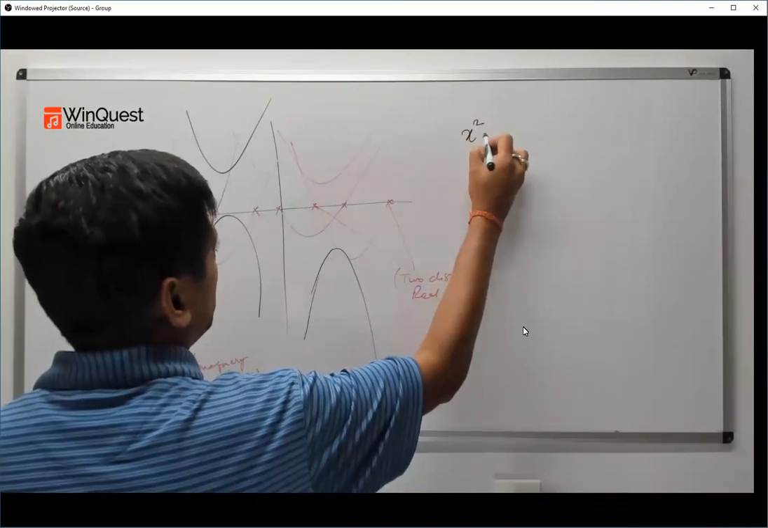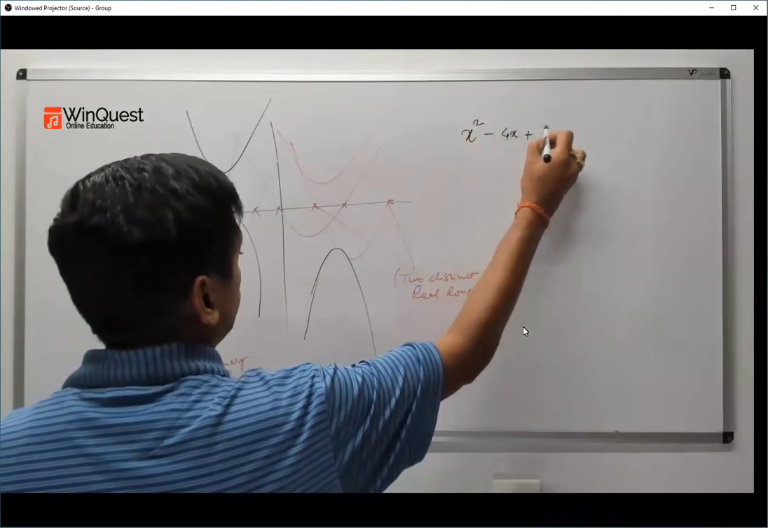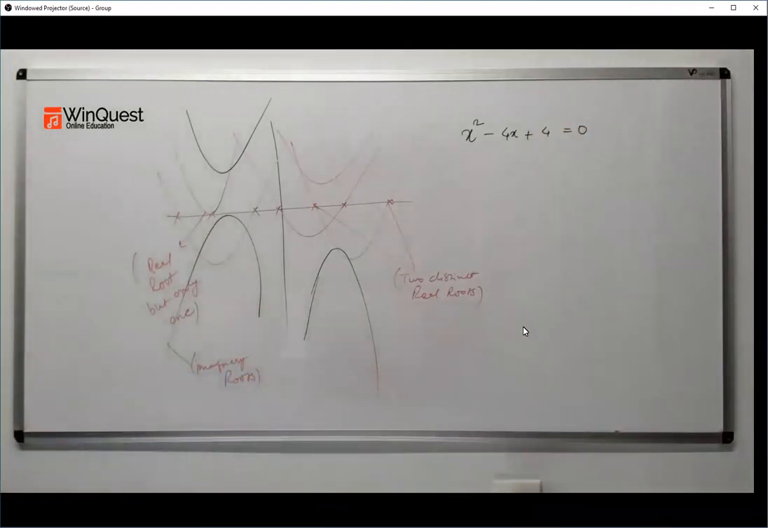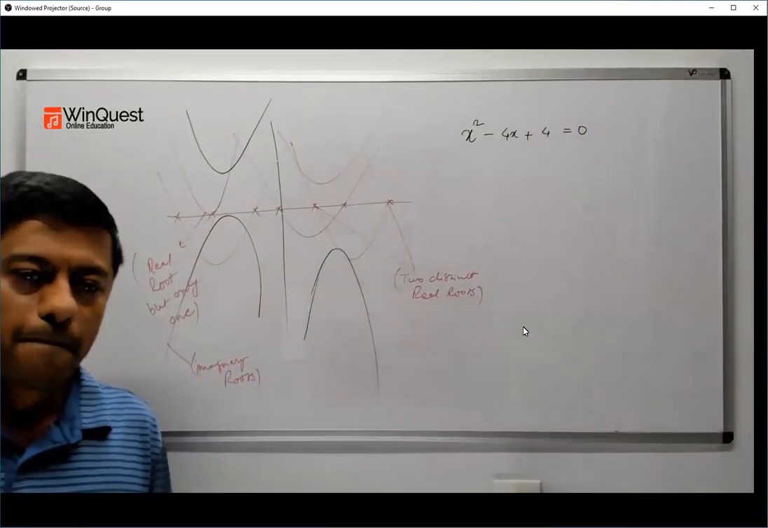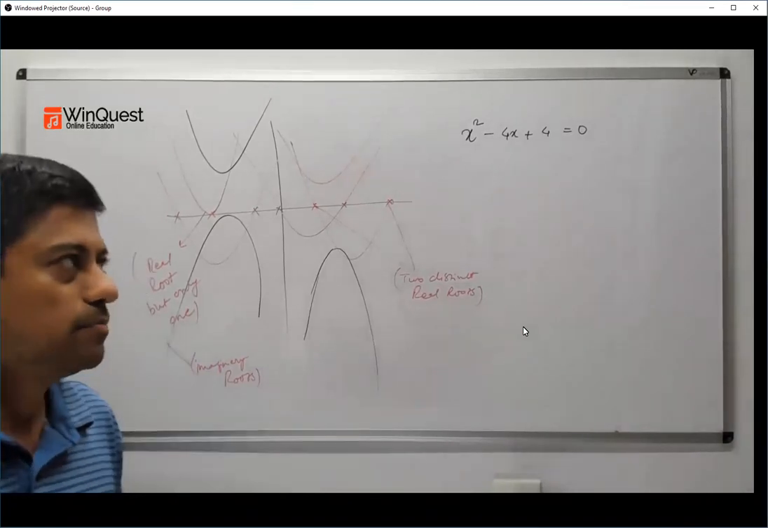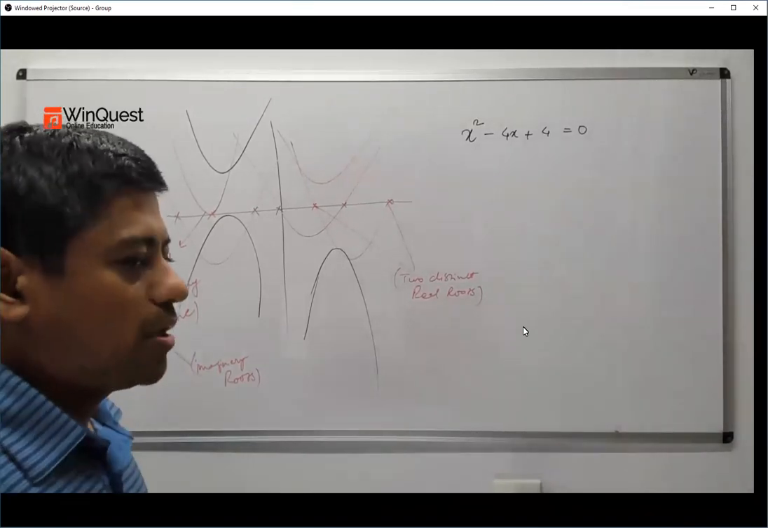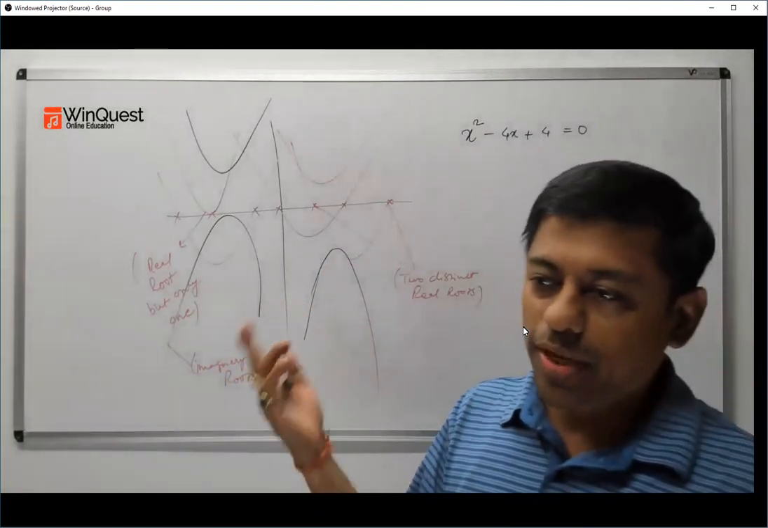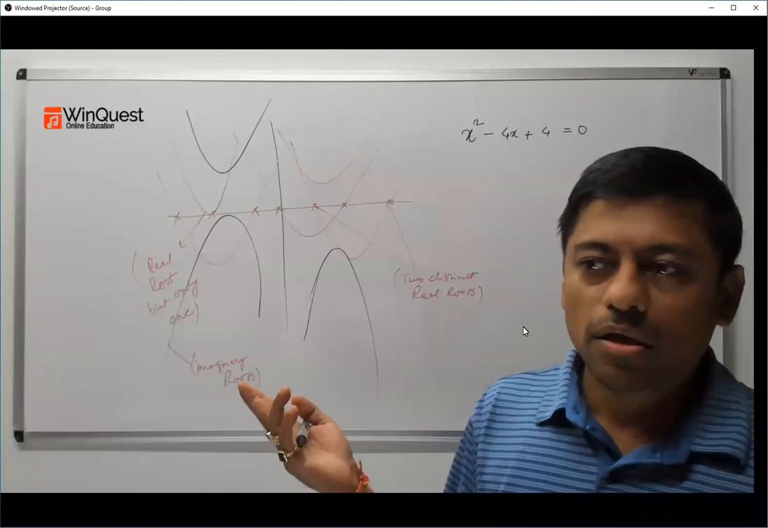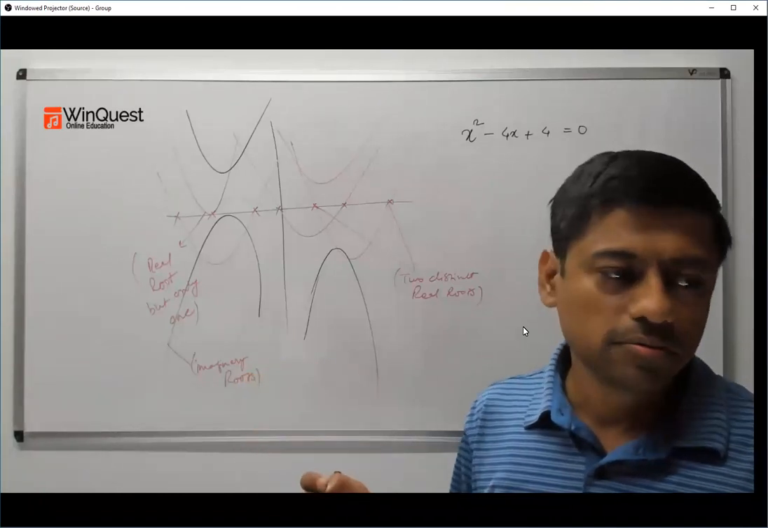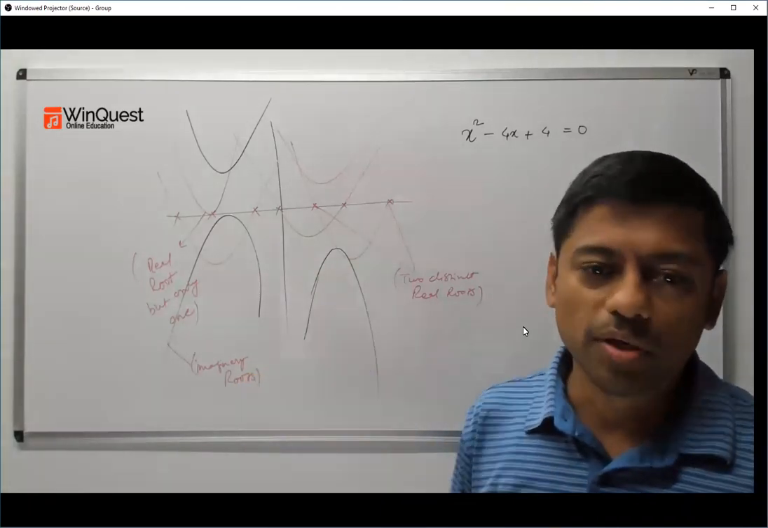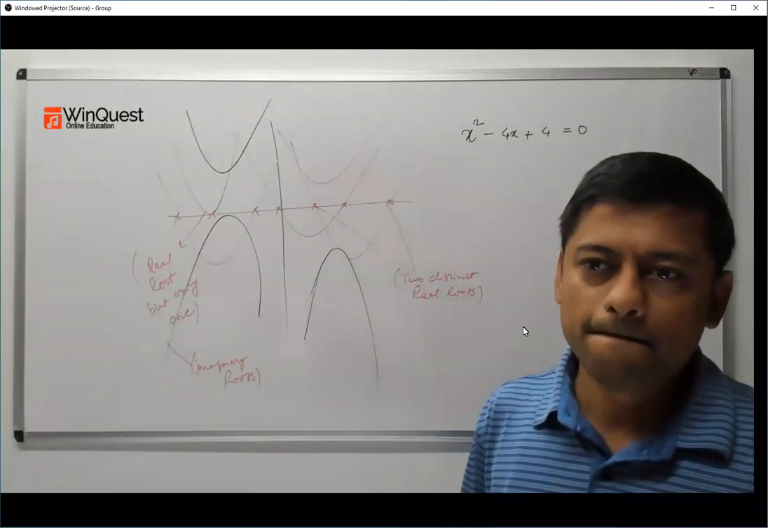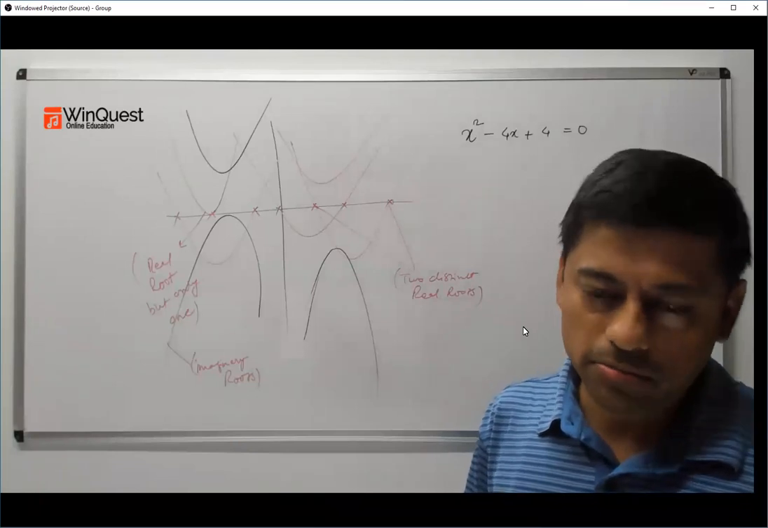x square minus 4x plus 4 equals 0. Does it look like a quadratic equation? Yes. Whichever method you want to apply. First method, squaring method. Second method, factoring. Third method is the direct formula. Which method should I apply? Tell me. I think factoring would be very easy for this one. Factoring. Okay.